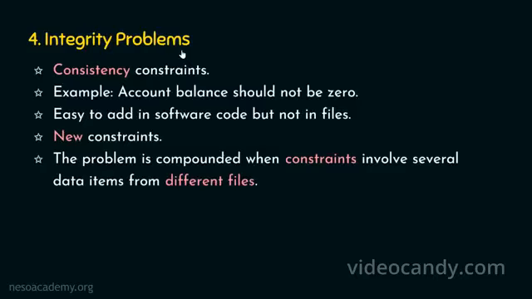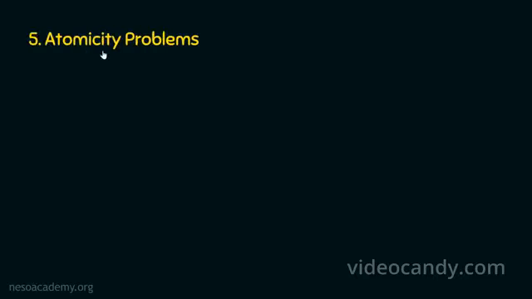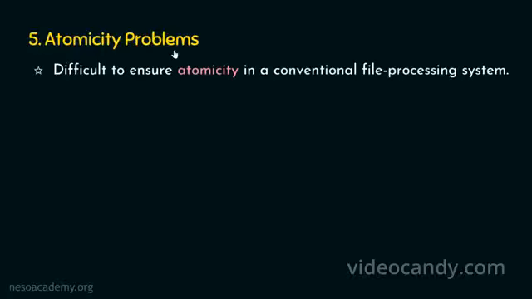Problems. Let's now move on to the fifth point, that is the atomicity problems. File systems are really suffering from atomicity problems. What do we mean by this? It's really difficult to ensure atomicity in a conventional file processing system. What do we mean by this? Don't worry, I'm going to explain that now.